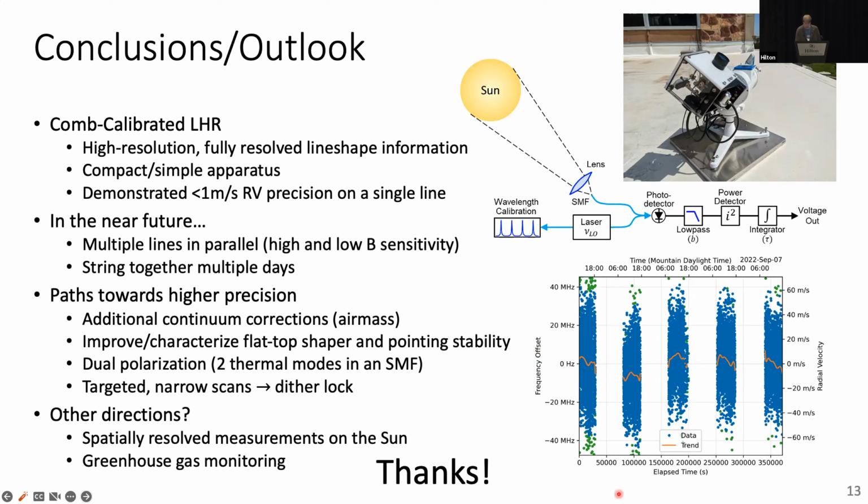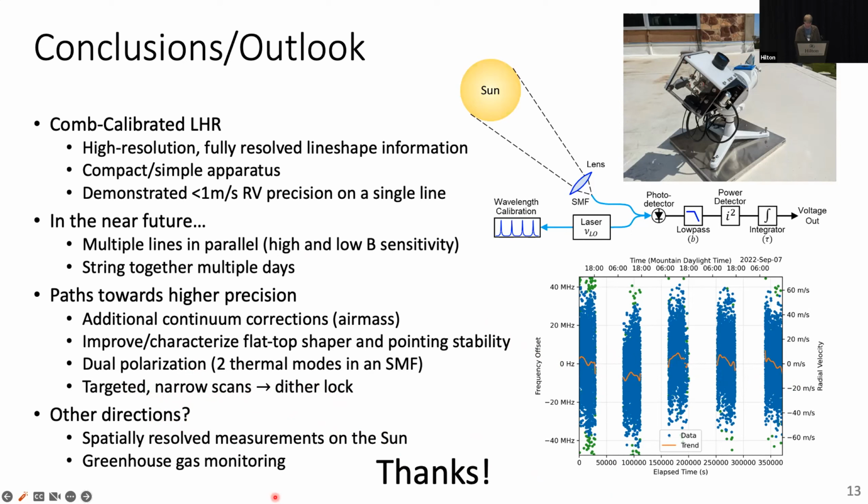The continuum correction and configuration of the flat top shaper are somewhat preliminary. There's another polarization state that we're not looking at. We could take advantage of the targeted scans or even the dither lock. There's also other directions that we can take this instrumentation. Instead of disk integrated measurements, LHR naturally lends itself to resolved high spatial resolutions, as there are no mode matching issues there, at least in terms of SNR.